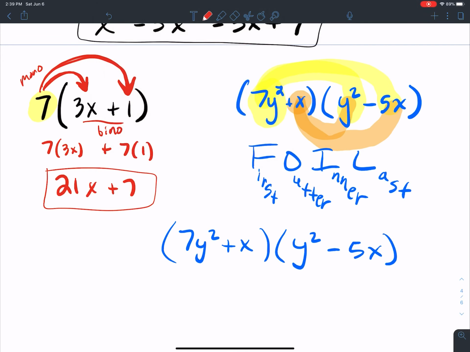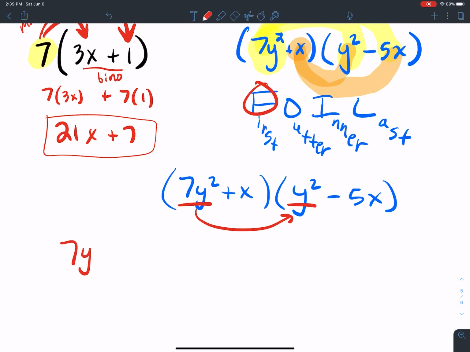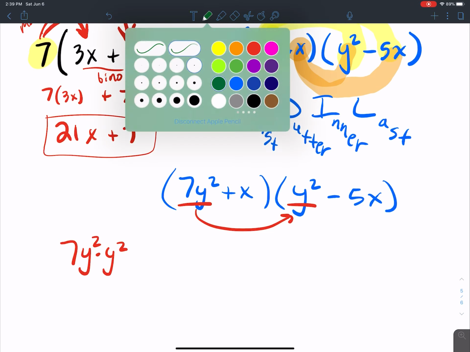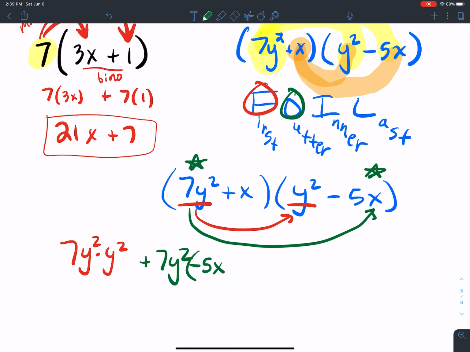Okay, so first, that's the first here and the first here. When I multiply those two together, I get 7y squared times y squared. Outer, the outside. Okay, so this is my outside and this is my outside. It's the two most extremes. So when I multiply those two outsides, what do I get? I get plus a positive 7y squared times a negative 5x.